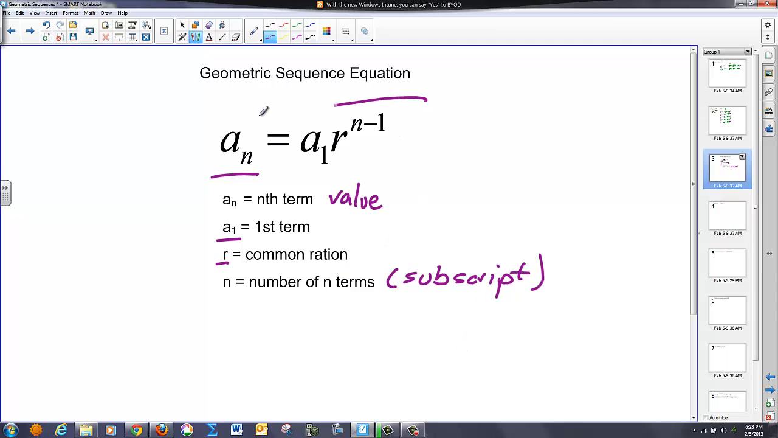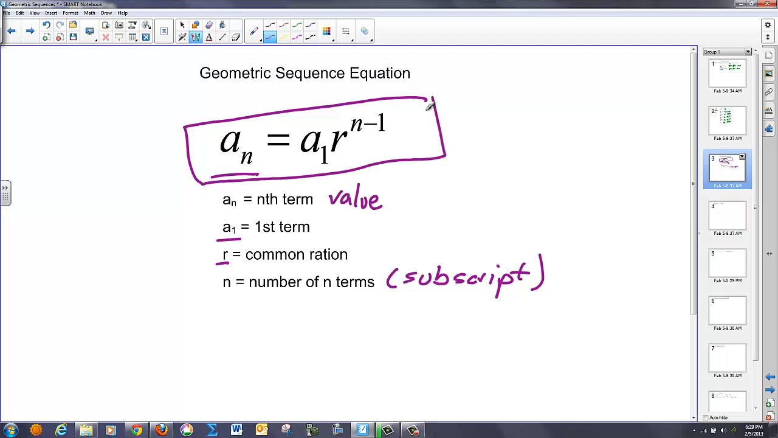Again, this is a formula you're going to want to know. All of these early sequence equations are formula driven. If you know the formula, it's going to be hard to miss the problem. If you don't know the formula, you won't be able to get started.